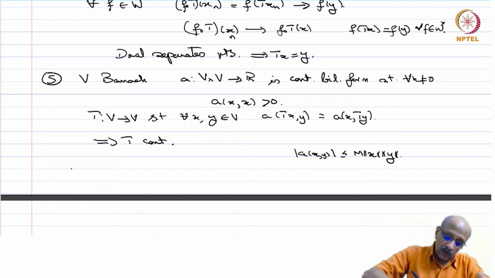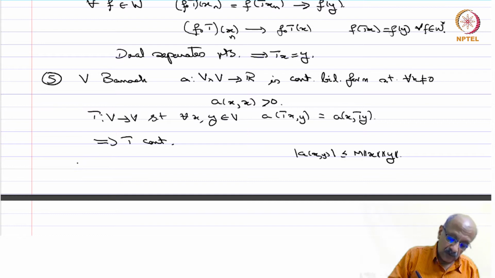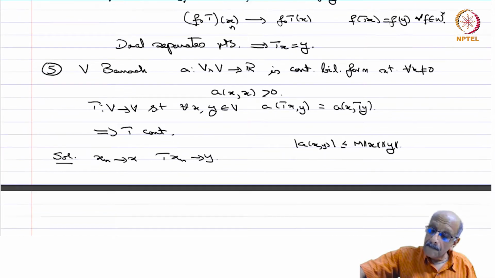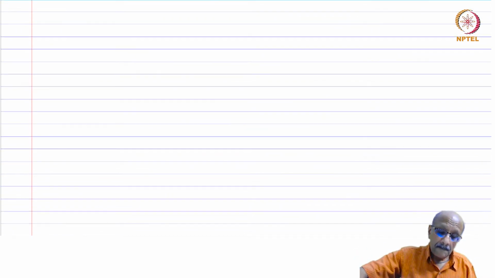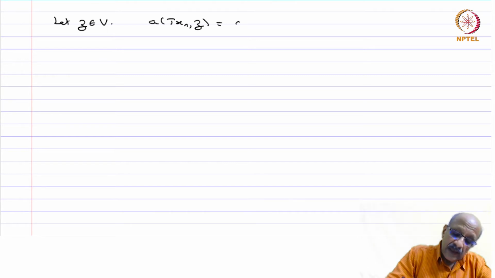Okay, so now again we are going to try to use the closed graph theorem. So solution: xn goes to x and let us assume that Txn goes to y. Let z belong to V. So then you have A of Txn,z equals A of xn,Tz.